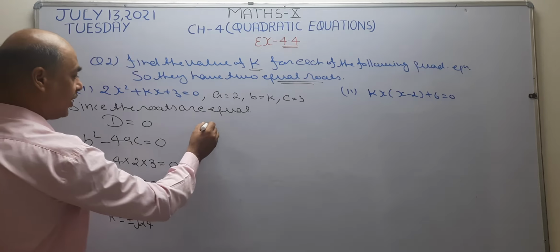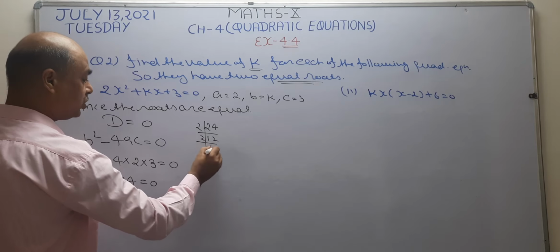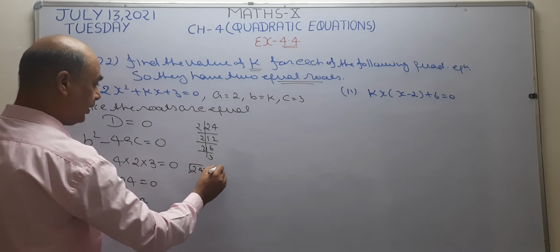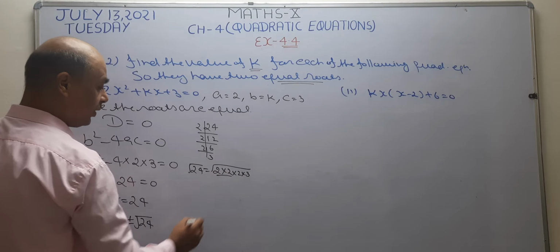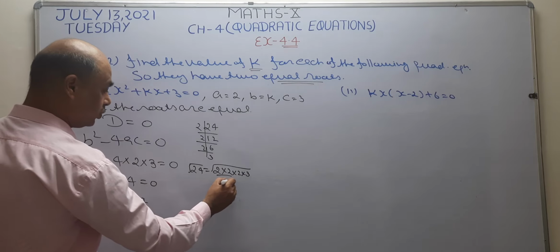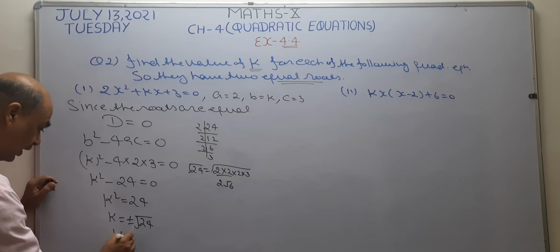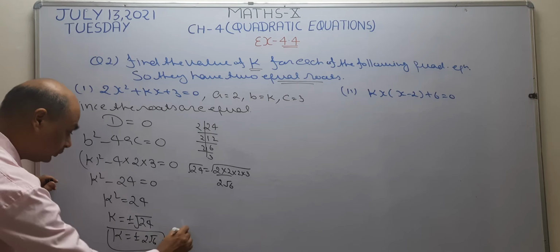Now I want to make the factors of 24. 2 1s are 2, 2 2s are 4, 2 6s are 12, 2 3s are 6. So root 24 can be written as 2 into 2 into 2 into 3. Now the pair is completed, so this can be written as 2 into root 6. So the final answer becomes k equal to plus minus 2 root 6. This is your answer. Okay?